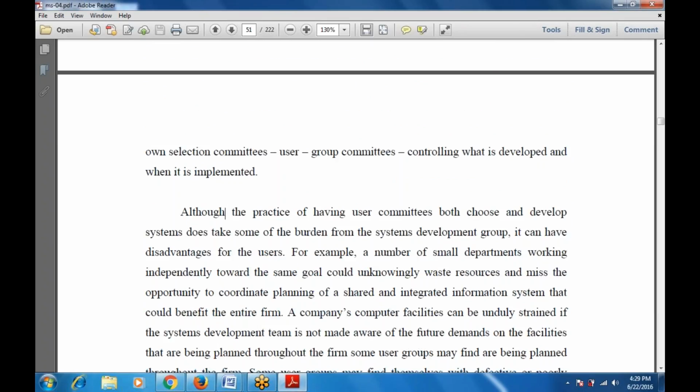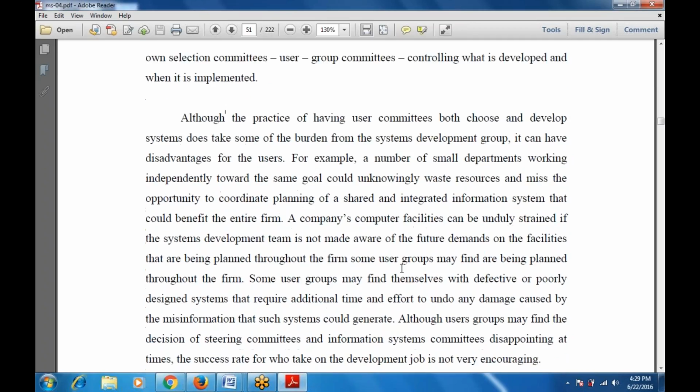But although having the user committee decide both to choose and develop the system takes some of the burden from the system development group, it can have disadvantages for the users also. For example, the company's computer facility is unduly strained if the system development team is not aware of the future demand. For example, they are not aware of the programming languages used for the development. They are using the previous C language for making a project that is not planned throughout the firm. But some users may find that it has been planned throughout the firm.